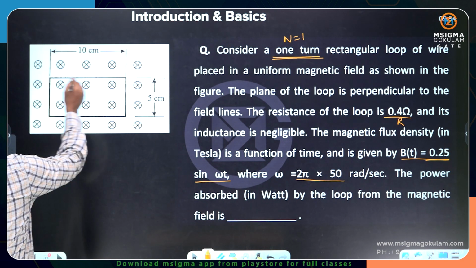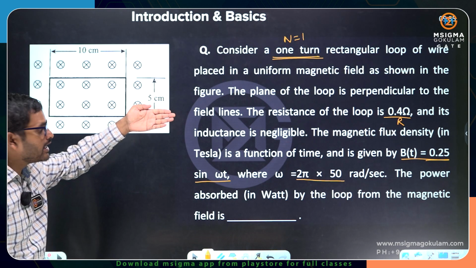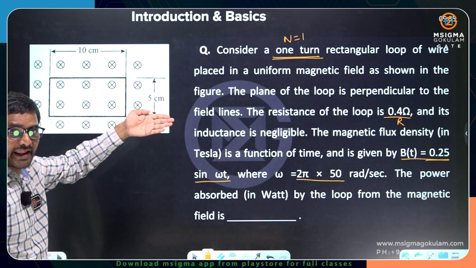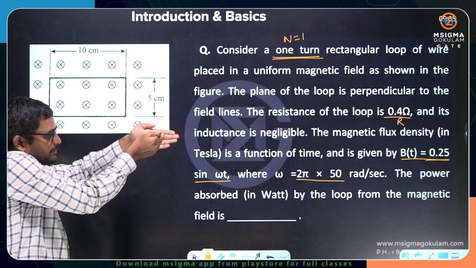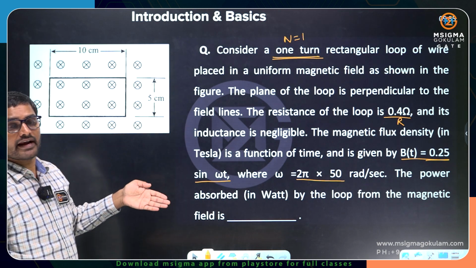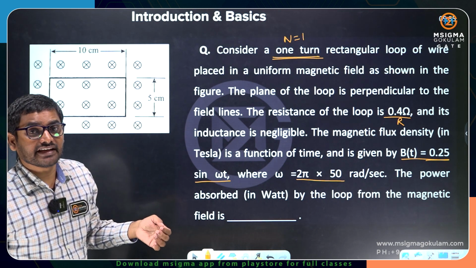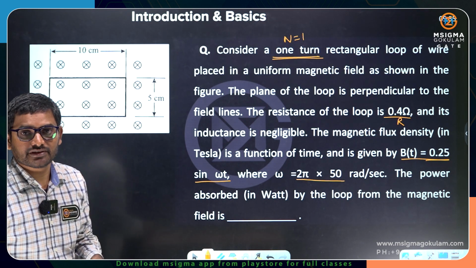You see the figure is like this. This is a one turn rectangular loop. For this rectangular loop plane, the flux lines are perpendicular like this. And the flux lines are changing, time varying. The conductor is stationary, the flux lines are time varying. Therefore, EMF is induced.